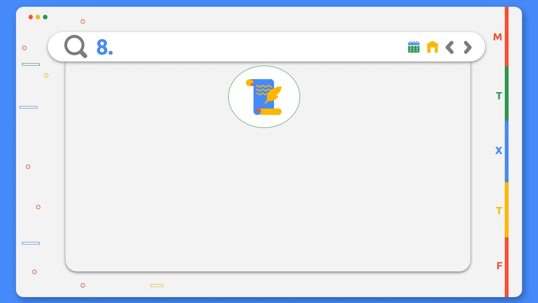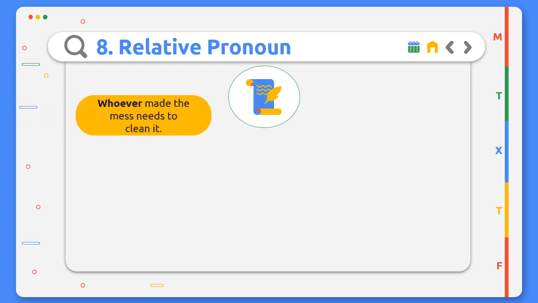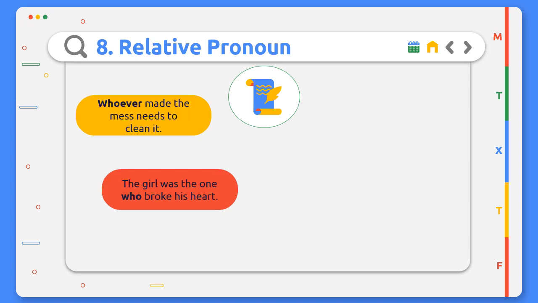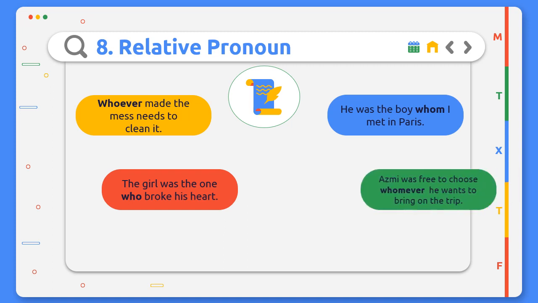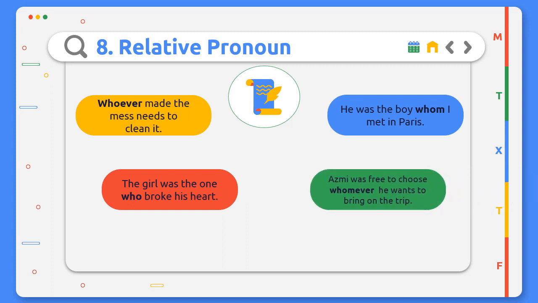Generally, relative pronouns as subordinating conjunctions can take the role of modifying the information of the subject being referred to. The sentences are as follows. Whoever made the mess needs to clean it. The girl was the one who broke his heart. He was the boy whom I met in Paris. And finally, Azmi was free to choose whomever he wants to bring on the trip.